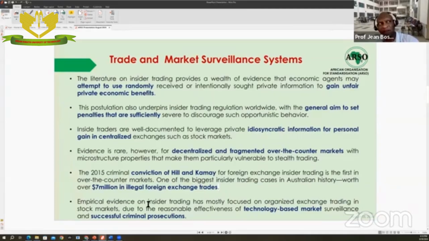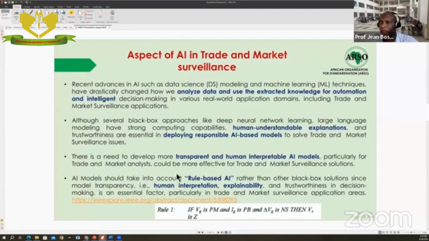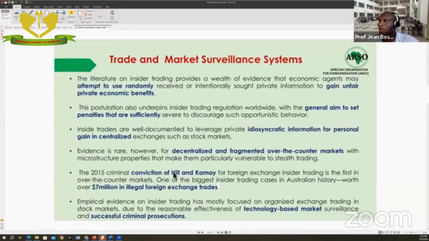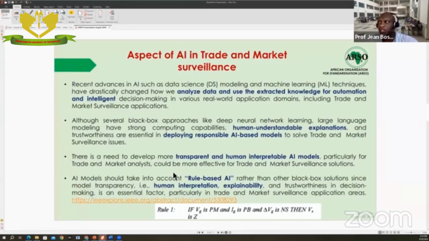But how do we go about it in terms of understanding the technology? To be able to do it, you need to understand how artificial intelligence works. We need to have an idea of the aspect of artificial intelligence in trade and market surveillance. We are talking about taking the data and training it in what we call machine learning. Here we are talking about data science and big data, and then analyzing this data from the training and extracting certain information so that it can help you automate or create intelligent decisions depending on what you want to achieve.